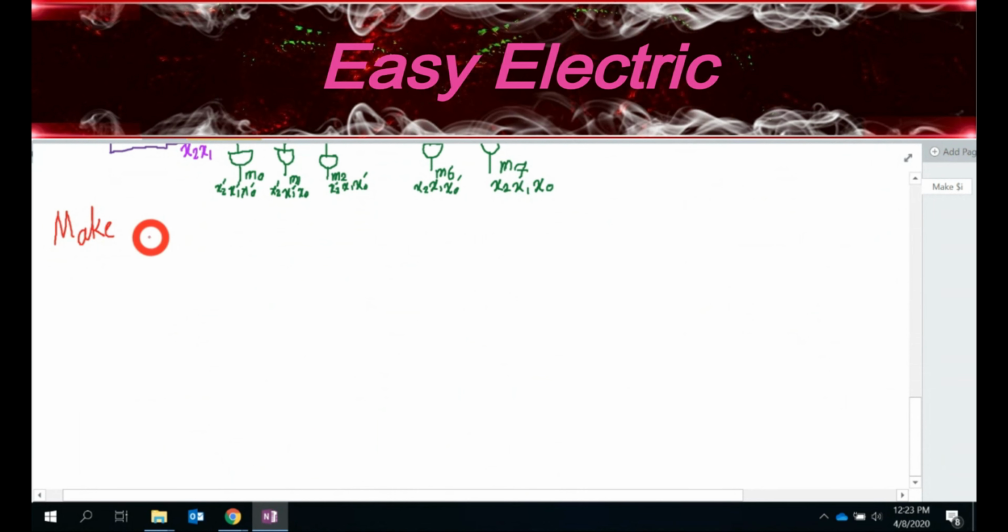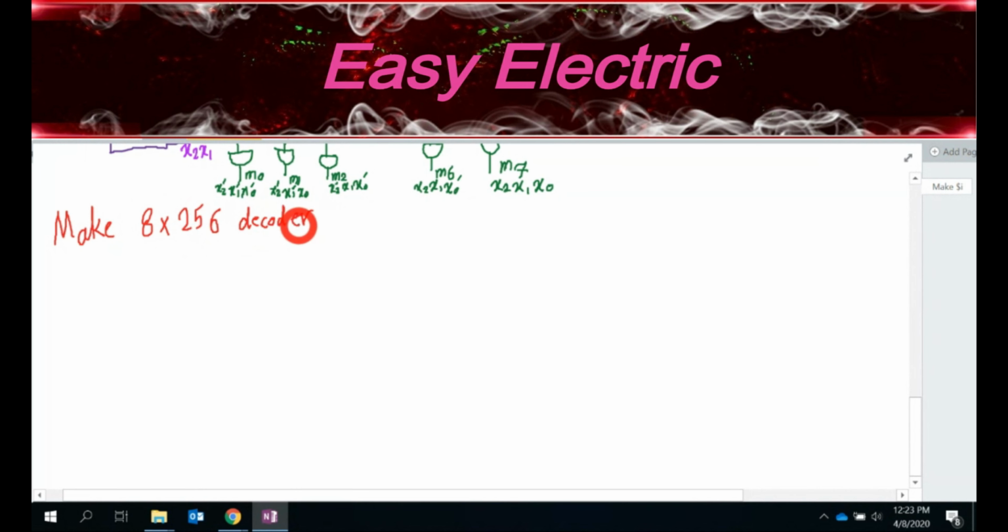Let's make actually 8 by. You tell me, if the decoder has 8 inputs, how many outputs should we have for 8 inputs? So the answer is 2 power n, right? So that means we have an 8 to 256 decoder, right? So we want to actually make this decoder.